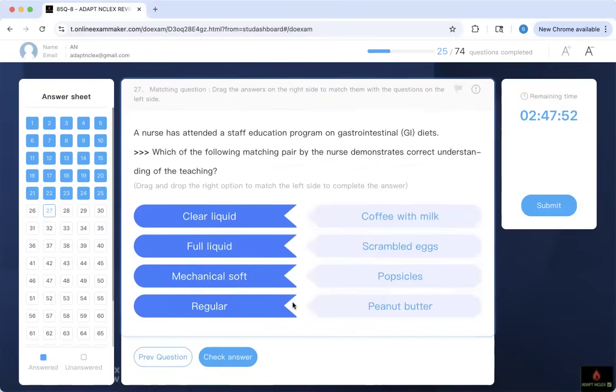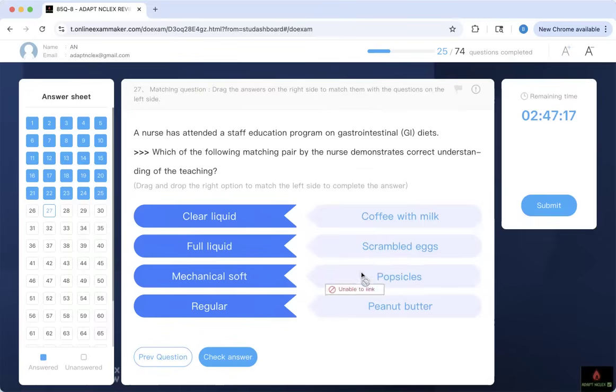And next, I attended the staff education program on the gastrointestinal diet. Which of the following matched pairs shows the nurse demonstrated correct understanding of the teaching? That means trying to figure out if she understands what is a clear liquid, what is a full liquid, what is a mechanical soft, what is a regular diet. A clear liquid diet, you can see through. Full liquid, you cannot see through. Mechanical soft, you don't have to chew. Regular, you chew it. What is your pairing? Which one did you pick?